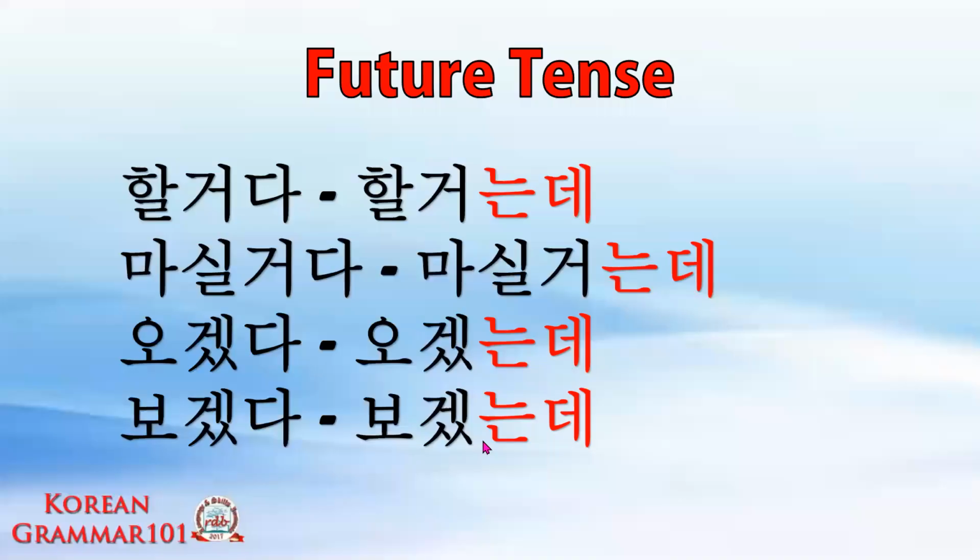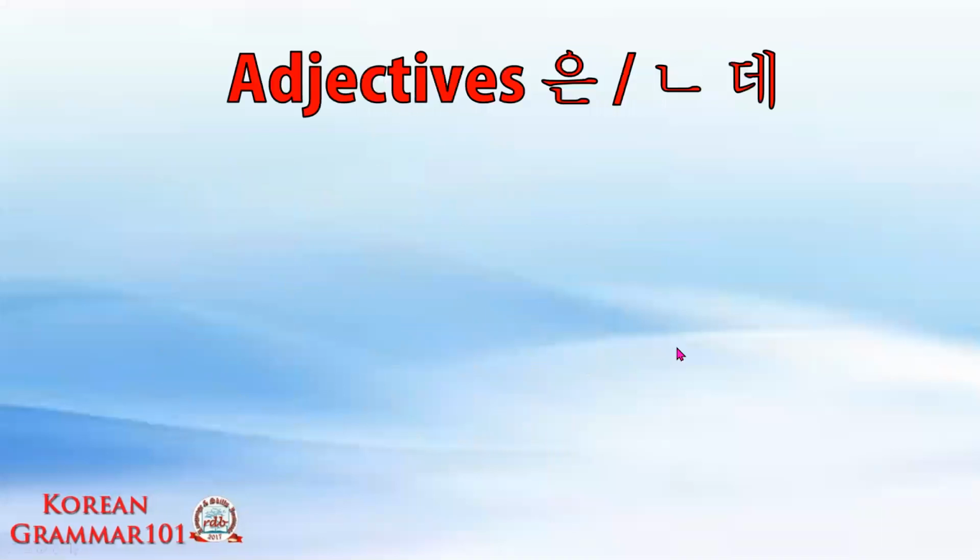Okay, so we are done with our verb tenses. Let's proceed to the adjectives. Okay, so the adjectives or the descriptive nouns, we will attach unde if it ends with a consonant or nionde if it ends with a vowel.